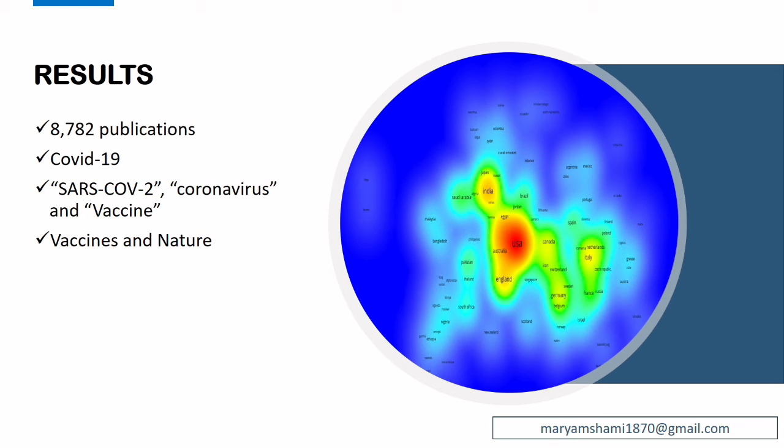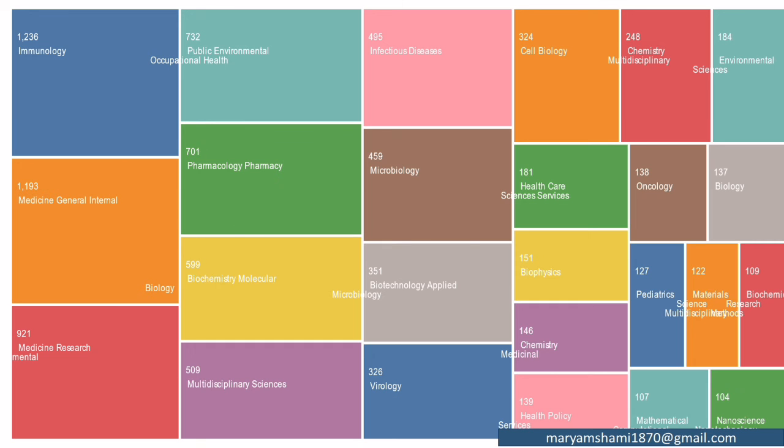Totally 8,782 publications on the topic of COVID-19 vaccine were identified. COVID-19 appeared as the most frequent keyword, with a total link strength of 12,197, which had a strong link to SARS-CoV-2, coronavirus, and vaccine. The highest ranking journal was Vaccines with 254 publications, and the most cited journal was Nature with 7,010 citation counts.